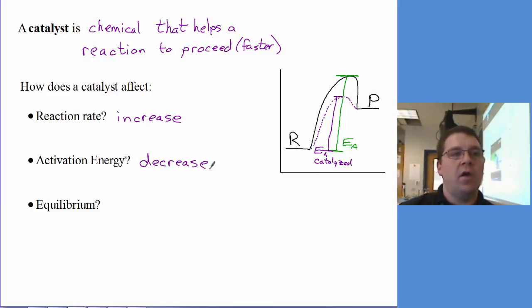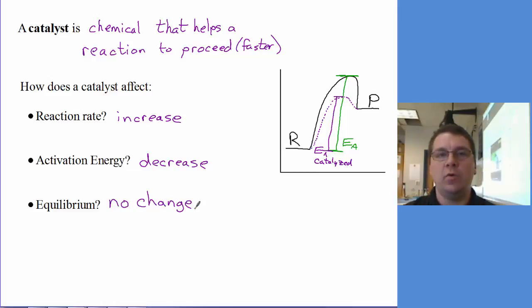And so catalysts are great for helping reactions go faster, but in terms of equilibrium, it does nothing for equilibrium. It doesn't make any change at all, because not only is it helping the forward reaction go faster by lowering the activation energy, it's also lowering the activation energy for the reverse reaction. And so they both benefit from the use of the catalyst. So in terms of equilibrium, yes, you get there faster, but there's no overall change.